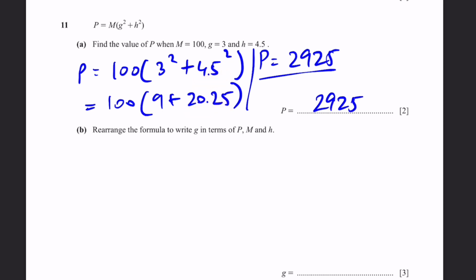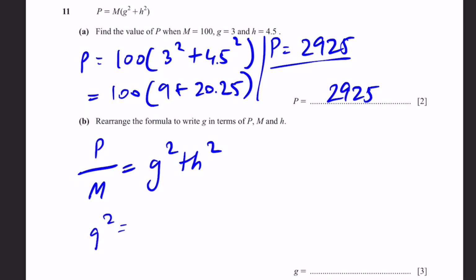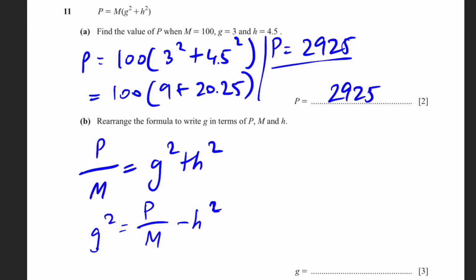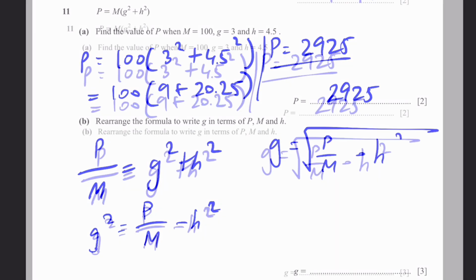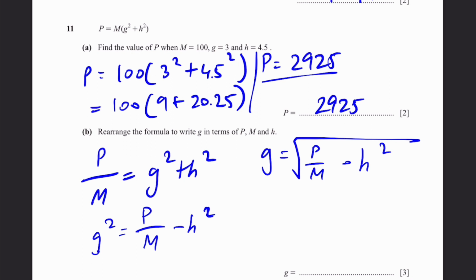B. Rearrange the formula to write g in terms of p, m, and h. That simply means g is the subject. That's how we need to make it. So p by m is equal to g squared plus h squared, bring m to the other side. Now you can write g squared is equal to p by m minus h squared. And now to write for g, g will be equal to the square root of p by m minus h squared. And because this is a square root, that's why we have plus or minus here. And this is the answer, which is g is equal to plus or minus square root of p by m minus h squared. That's our answer.